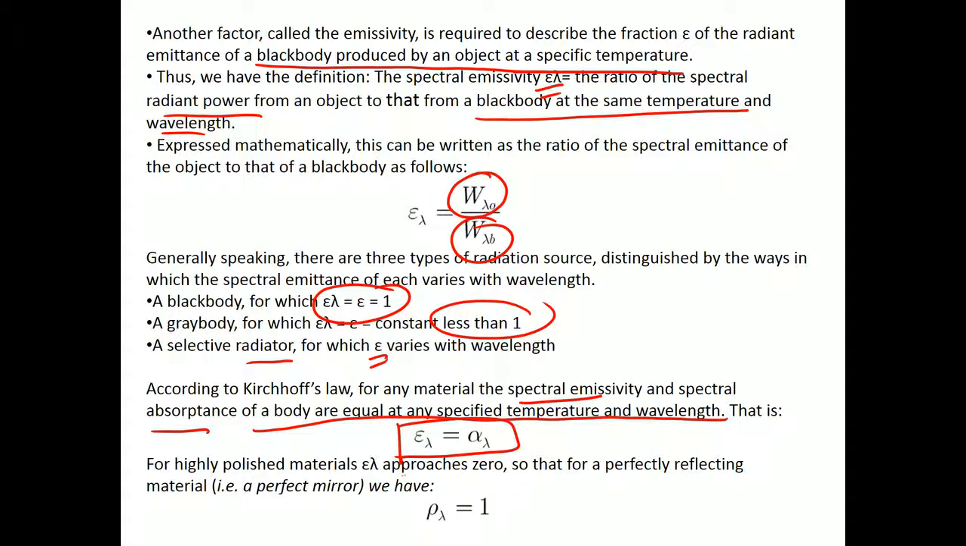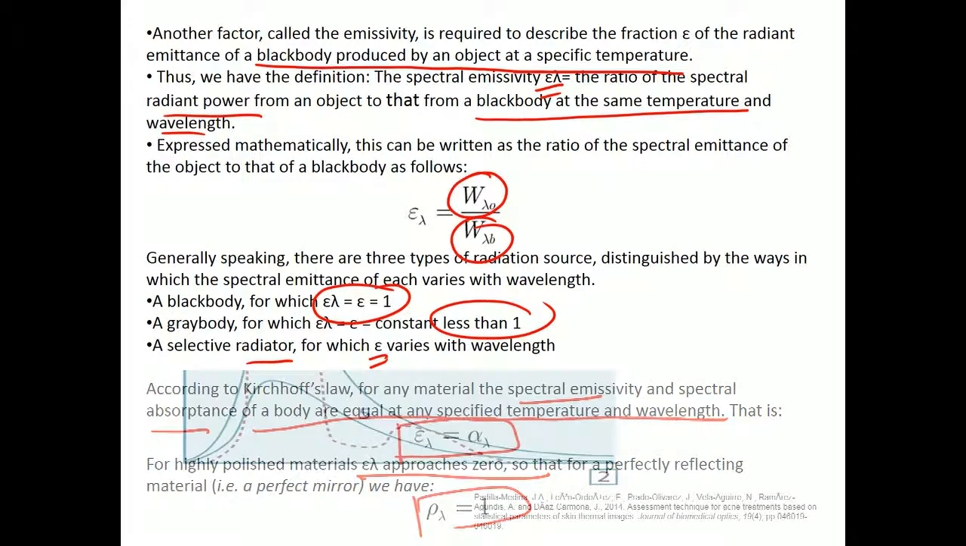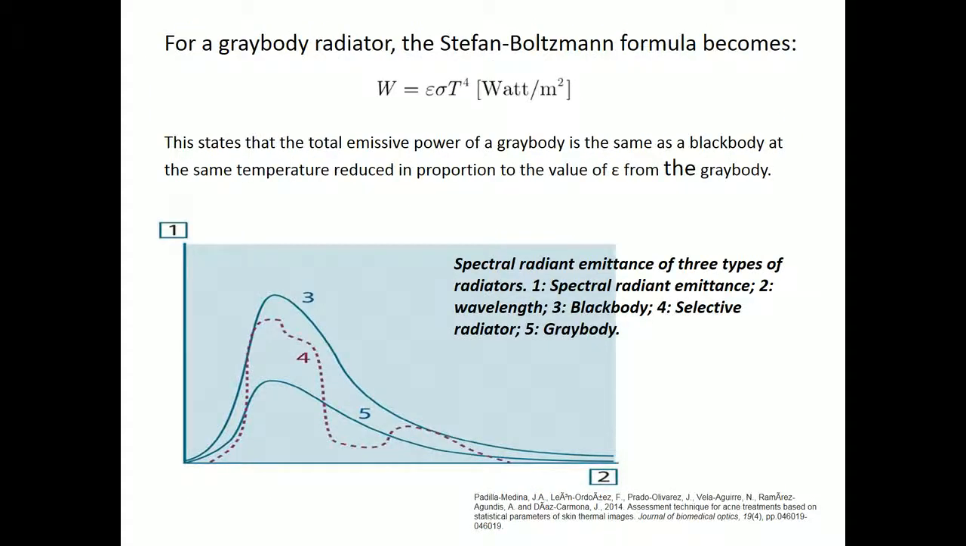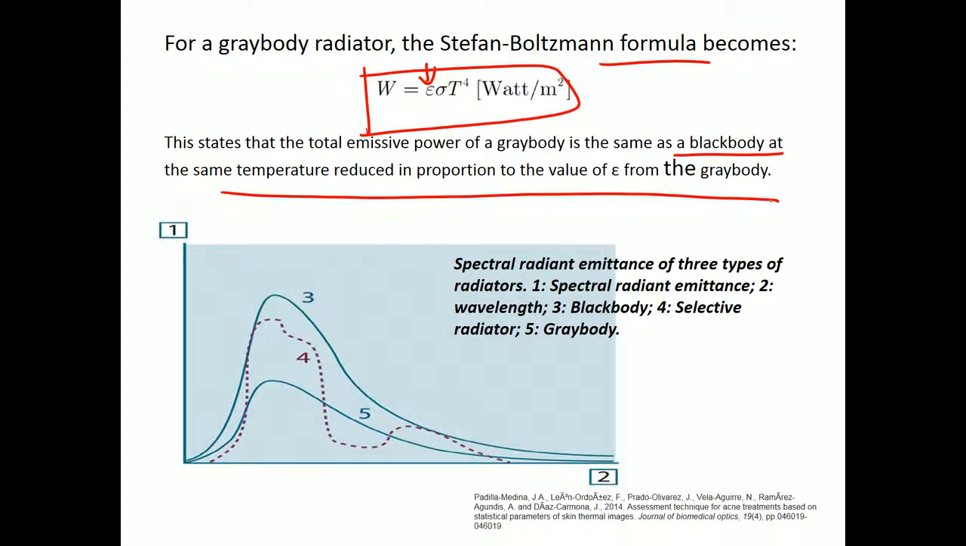For a highly polished surface, this actually approaches 0. So, you have reflectance all the way. It is like a perfect mirror; if you think about a mirror, that is exactly what it is. Okay. So, for a gray emitter, the Stefan-Boltzmann formula now becomes something like this. So, you now have the emissivity attached to it, right. This states that the total emissive power of a gray body is the same as a black body at the same temperature, reduced in proportion by that factor which is the emissivity, epsilon, right.